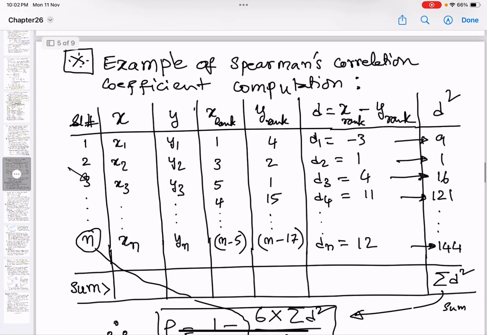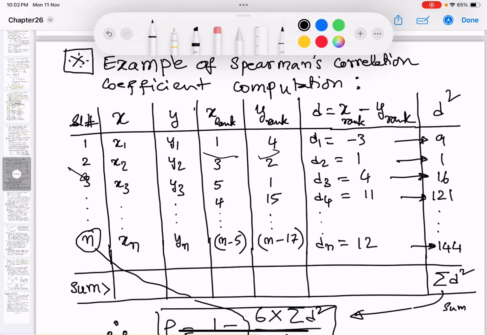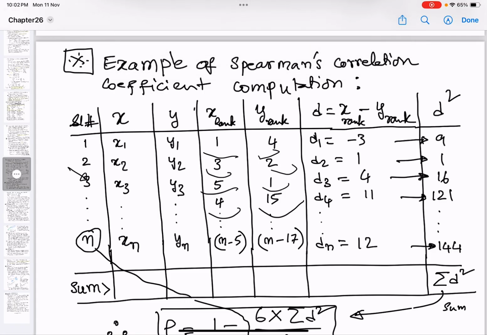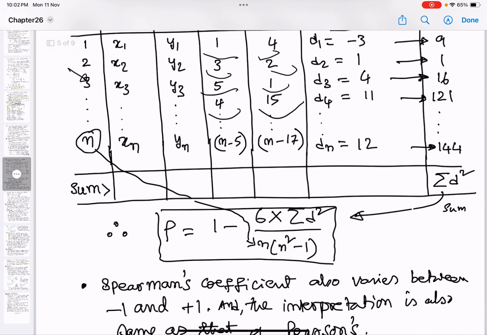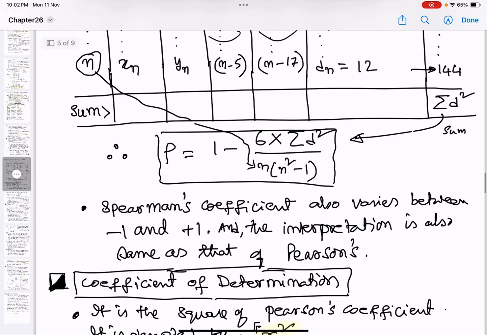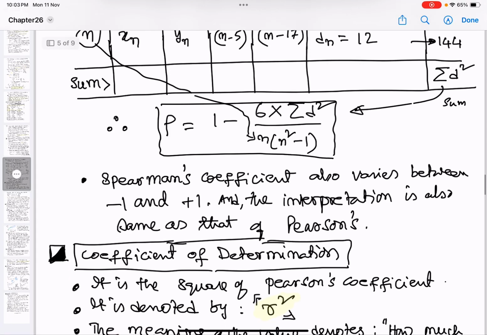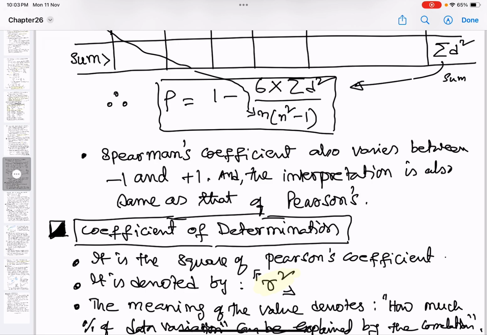Now, D is basically the difference between the rank of x and the rank of y. So, in this case, it's 1 minus 4, 3 minus 2, 5 minus 1, 4 minus 15, and so on. N is the number of observations. So, the Spearman's correlation coefficient is 1 minus 6 multiplied by the summation of d square divided by n times n square minus 1. So this is the Spearman's correlation. Keep that in mind. Again, like we saw the Pearson's correlation coefficient, the Spearman's coefficient also varies between minus 1 and plus 1.